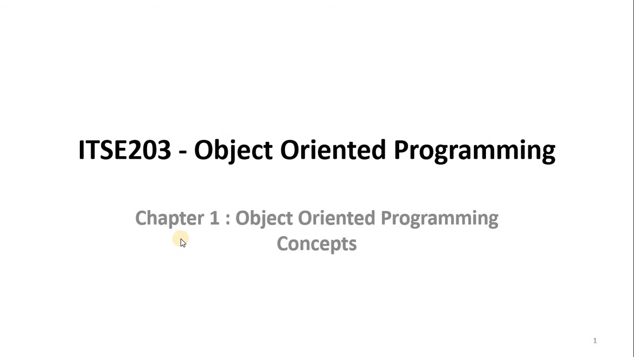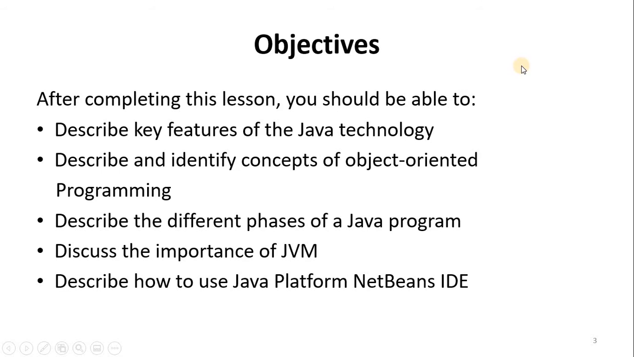So in this video, I'm going to present chapter 1, that is Object Oriented Programming Concepts. The objective of this chapter is to discuss the key features of Java technology, to identify the concepts of Object Oriented Programming, describe the different phases of Java programs, the importance of JVM, and the environment where we are going to work, that is NetBeans IDE. After completing this chapter, you will be able to understand all about this.